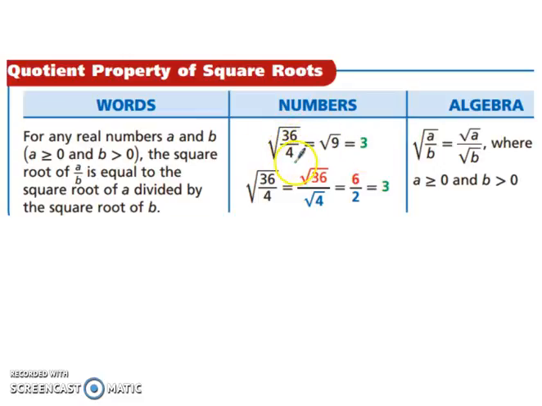As a little bit of further explanation, we have the square root of 36 divided by 4. If we divide that out, we end up with the square root of 9, which is 3. Or you can take the square root of 36 and the square root of 4, which is 6 divided by 2, which is still 3. So you can separate it, or you can do it all together. Sometimes you're going to have to separate it though.